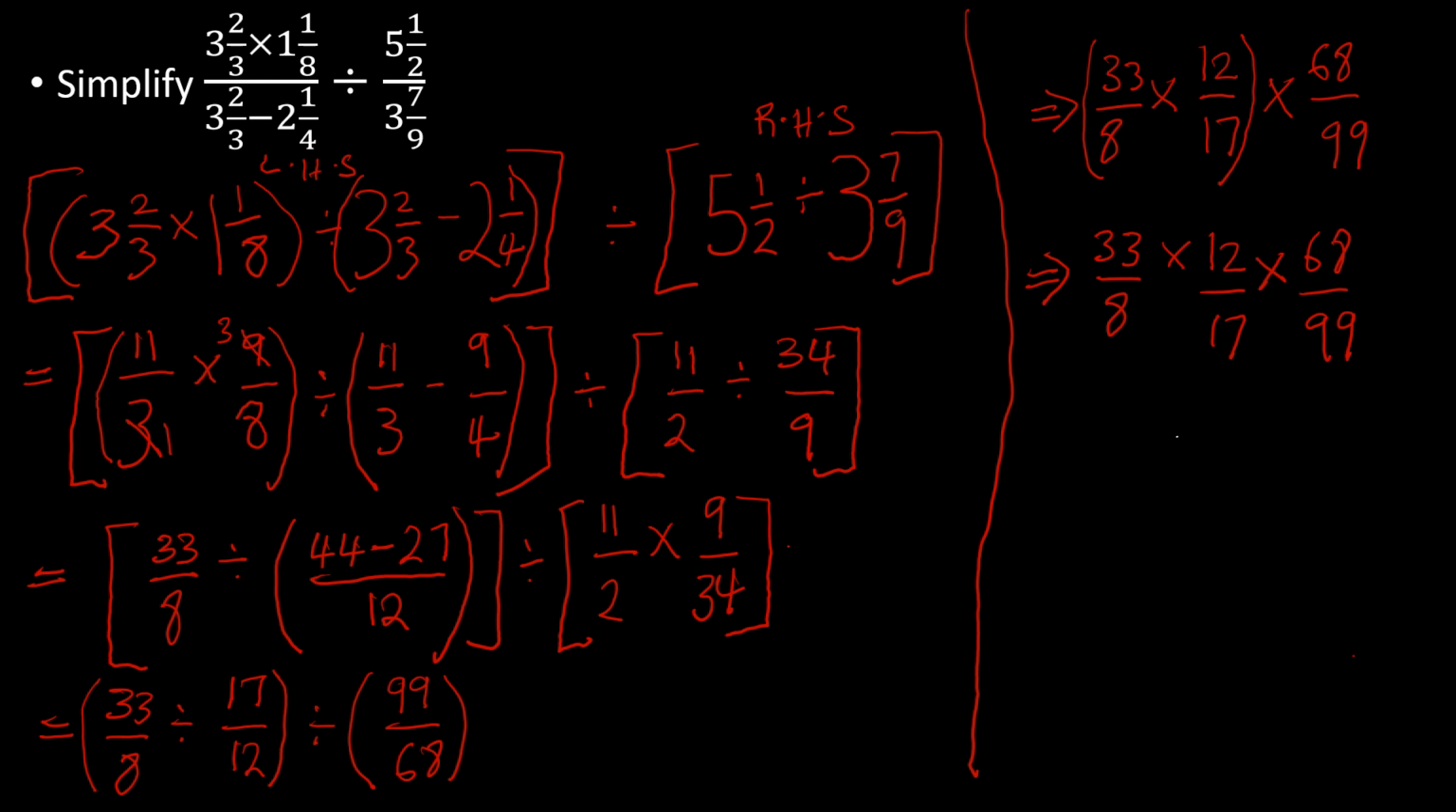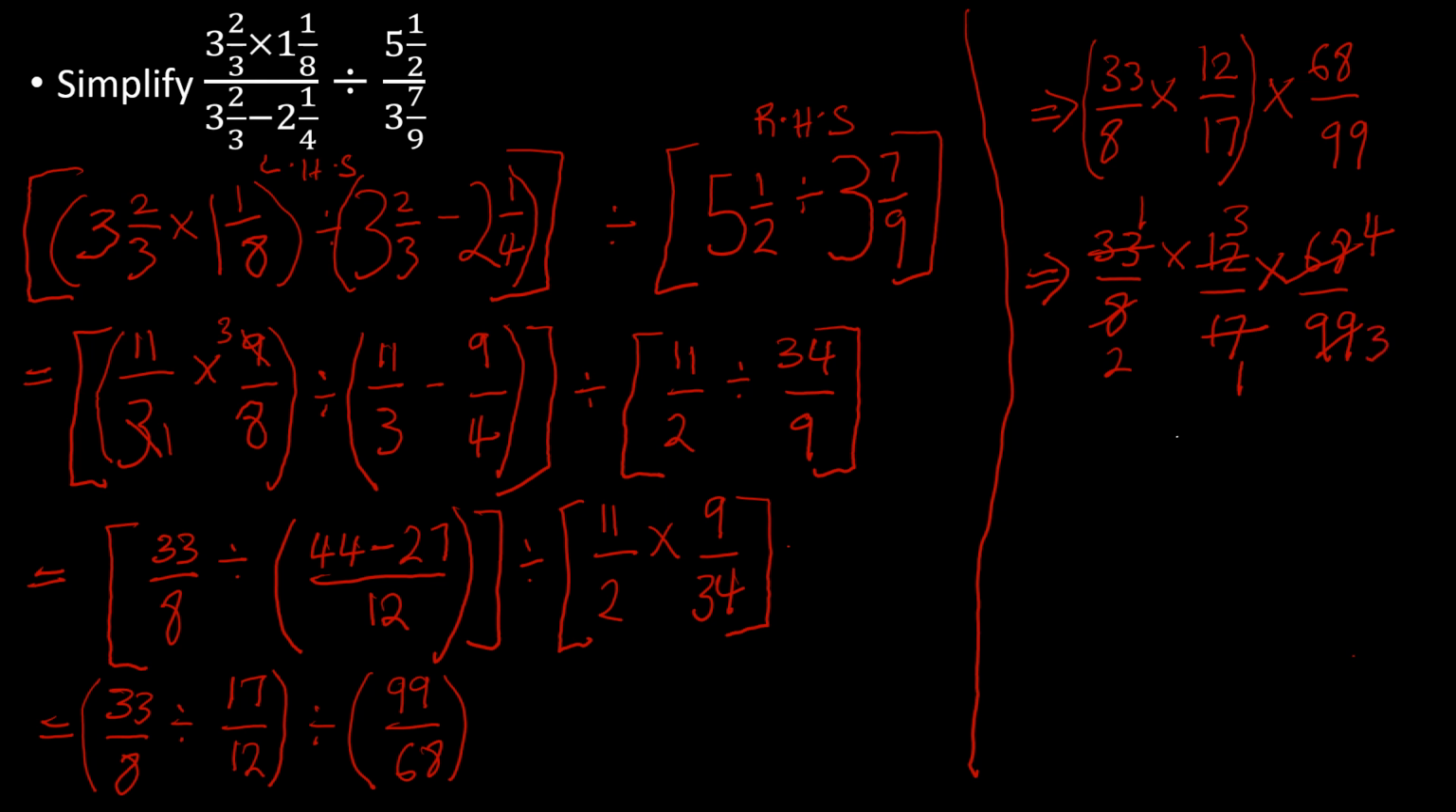So now we can cancel out. If 17 is divided by 17, you're going to have 1. If we divide 68 by 17, you have 4. If we divide 8 by 4, we're going to have 2. And if we divide 12 by 4, we're going to have 3. Now, if we divide 33 by 33, we're going to have 1. If we divide 99 by 33, we're going to have 3.